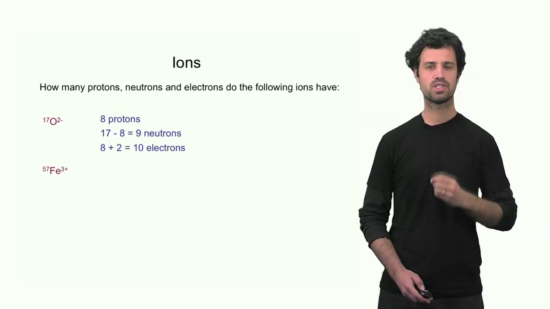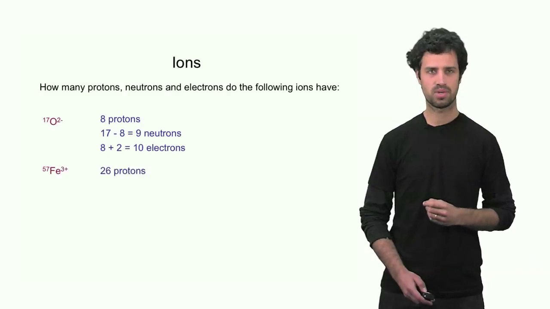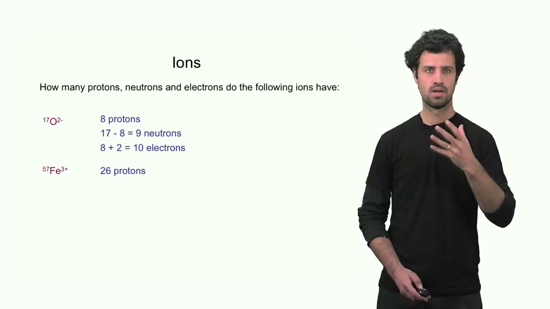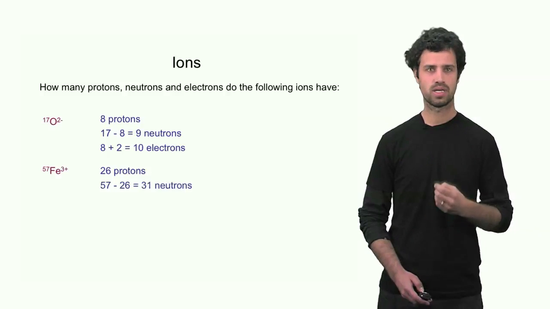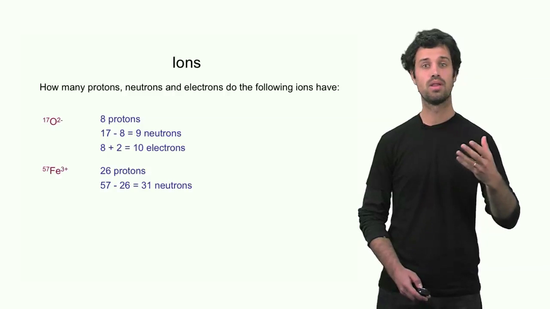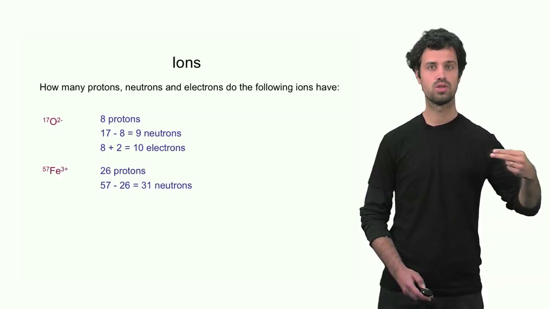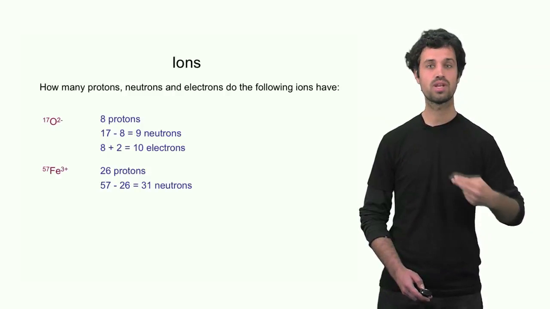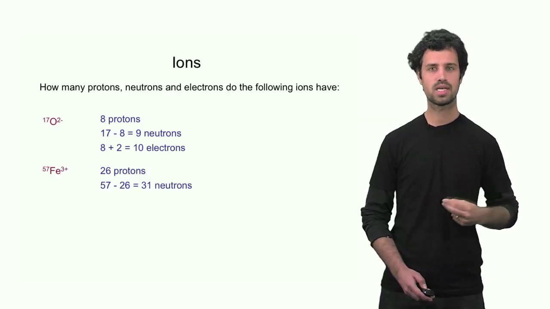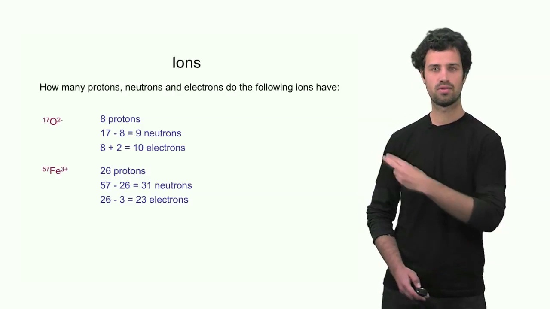Iron 57, 3+. Iron is number 26 in the periodic table, which means it has 26 protons. 57 minus 26 equals 31 neutrons. Now, this ion misses 3 electrons relative to its neutral form. That means 3 electrons are missing. The neutral form would have 26. So it's 26 minus 3, which equals 23 electrons for this cation.